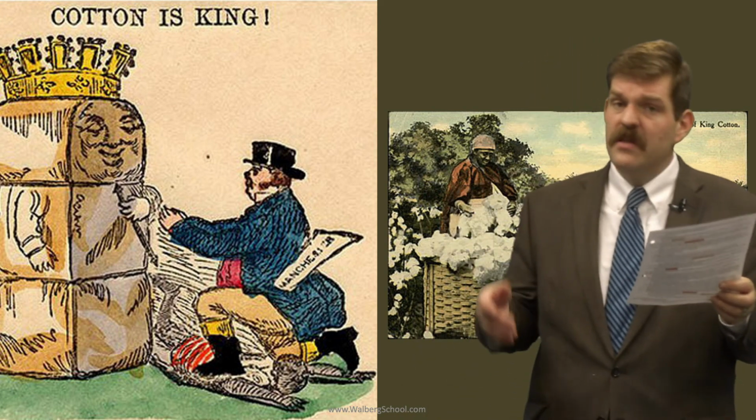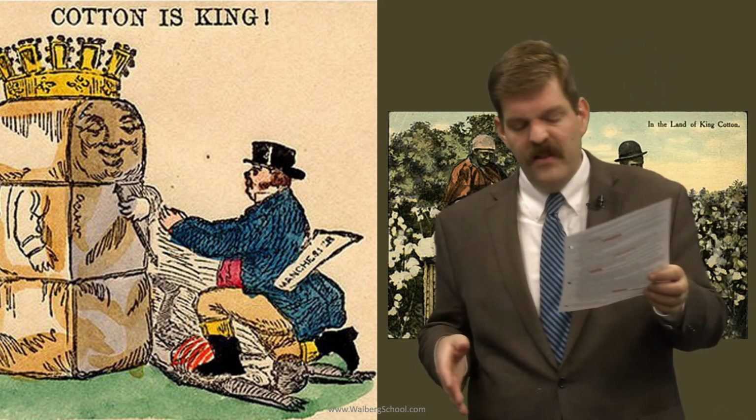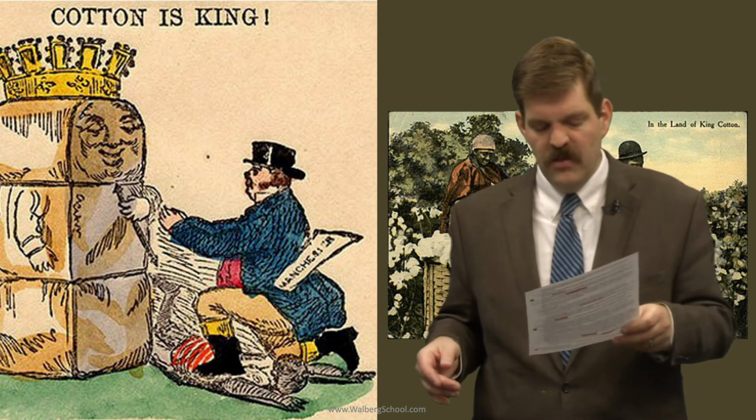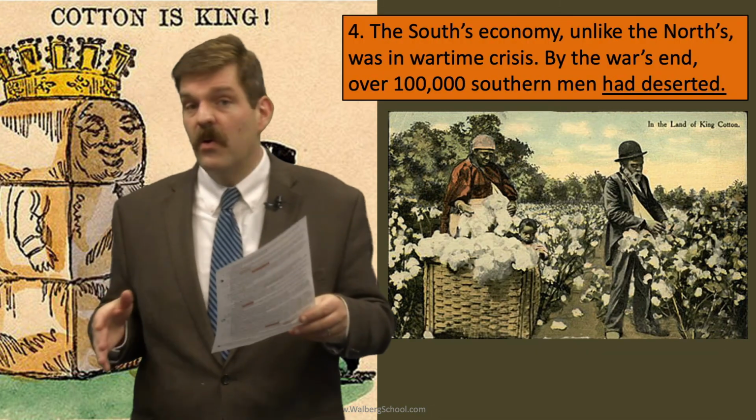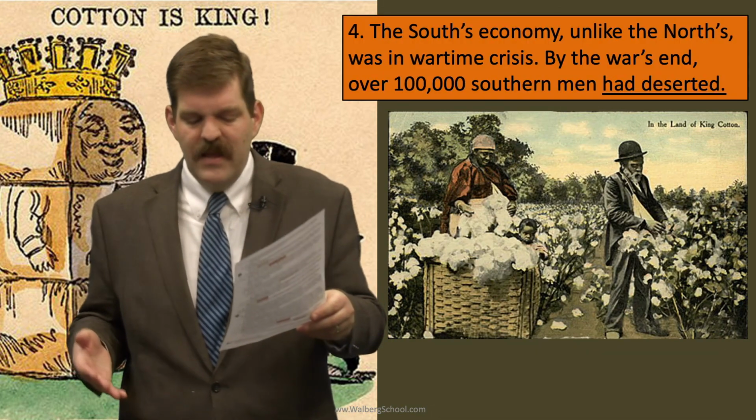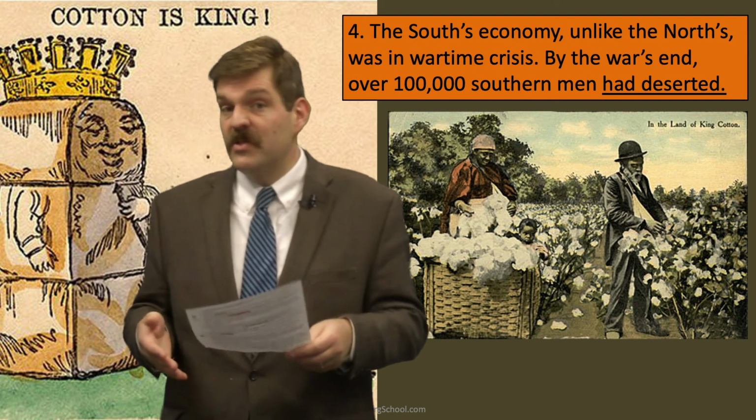That created inflation. The inflation resulted in riots and led to the violation of citizens' property rights in order to sustain the war. The South's economy, unlike the North's, was in total wartime crisis, and by the end of the war, there were 100,000 Southern men just absolutely deserting.